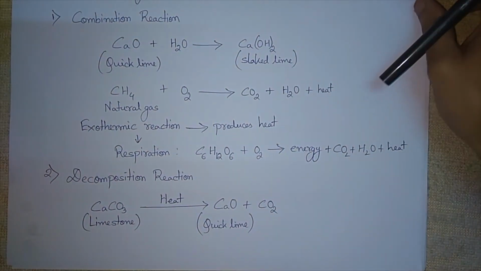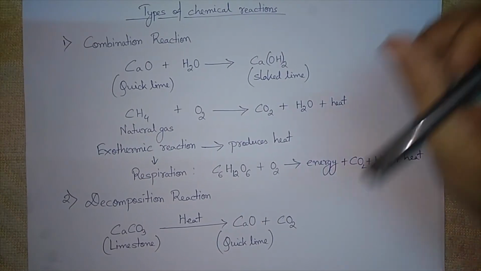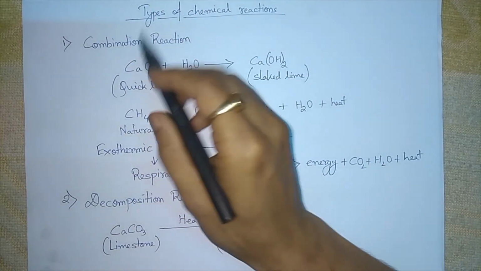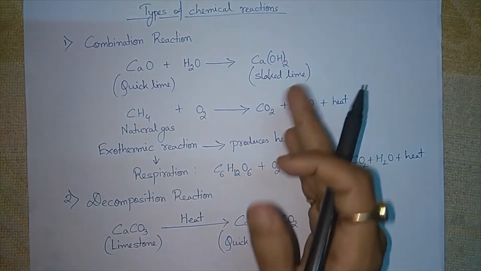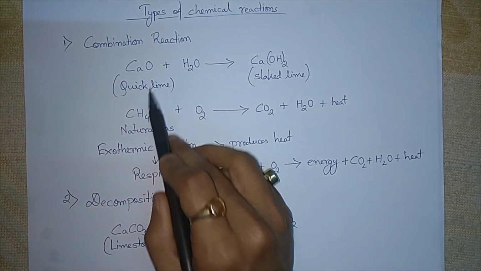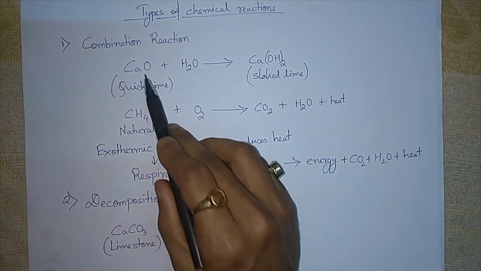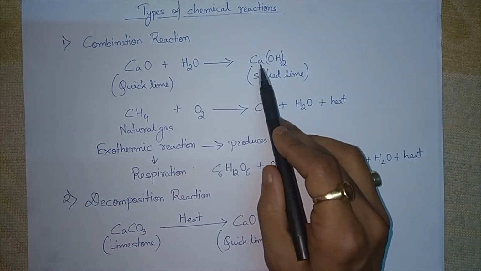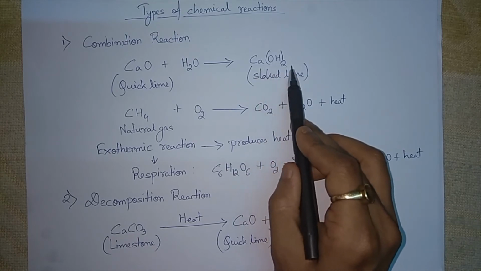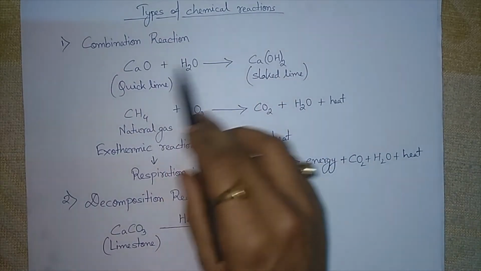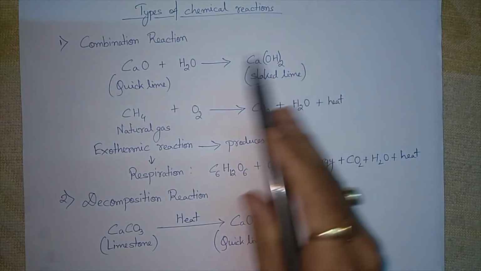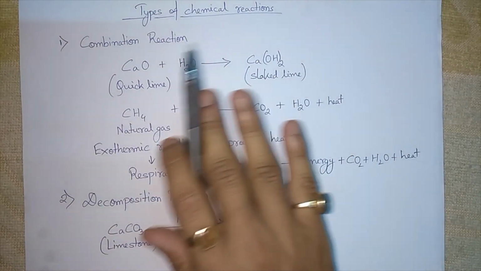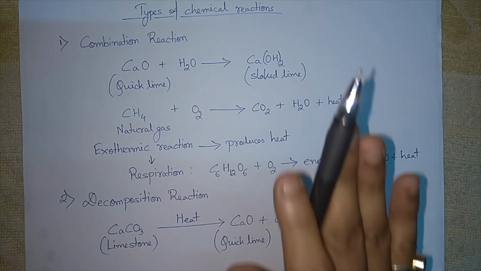Now we have types of chemical reactions. Combination reaction, as the name suggests, combination means combine, two substances combine. Like calcium oxide, quicklime. You must remember these things. Calcium oxide, quicklime, when united with water forms calcium hydroxide, Ca(OH)2, slaked lime. I am not checking whether the reaction is balanced or not because we are not discussing balancing the chemical equation. Balanced or unbalanced, the reaction should be right.